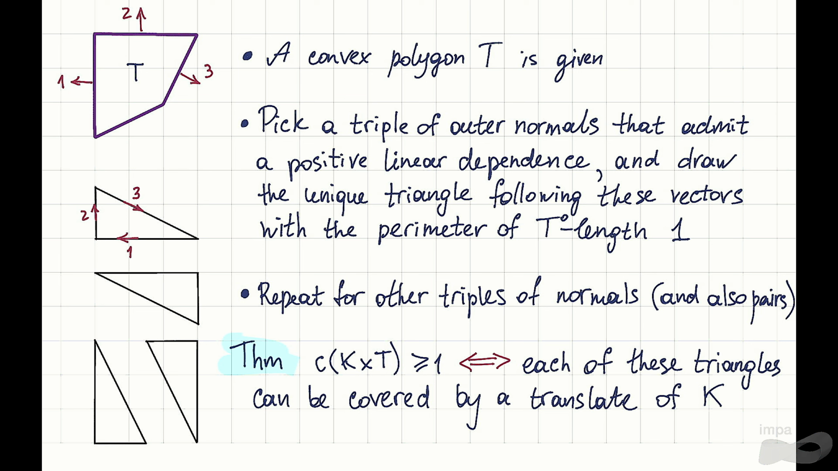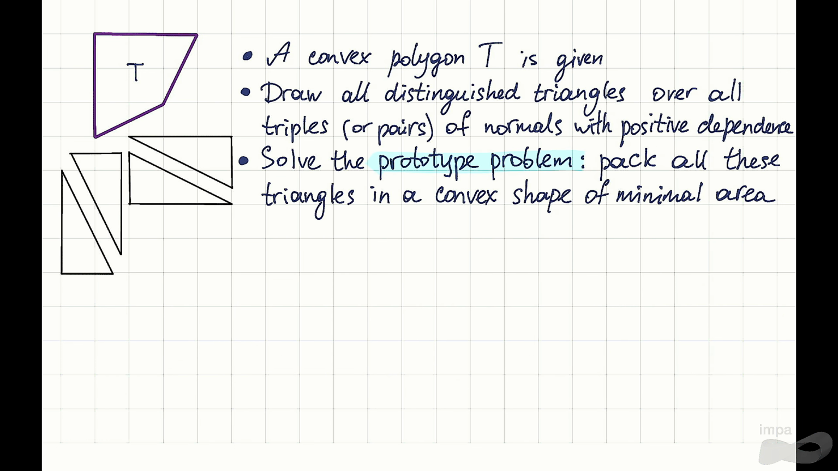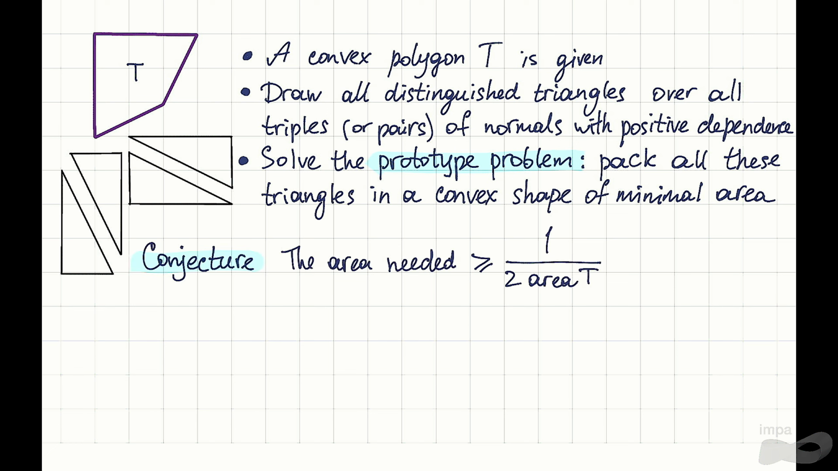And you can see that in this particular example, from this dual unit ball, I recover the 4 triangles from my example number 2. All right, conjecture. The area that you need is at least 1 over twice the area of T.